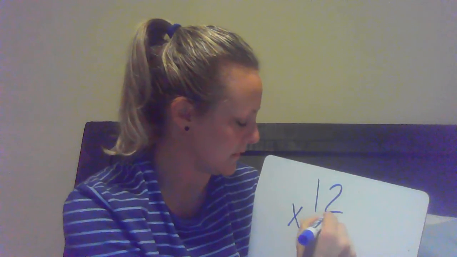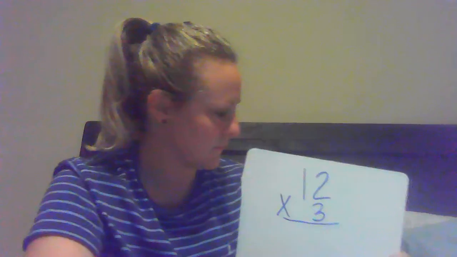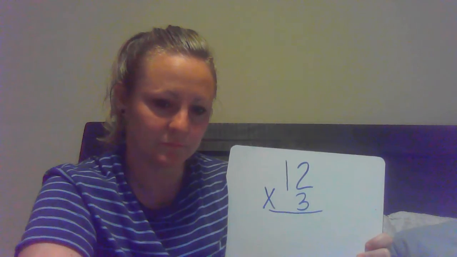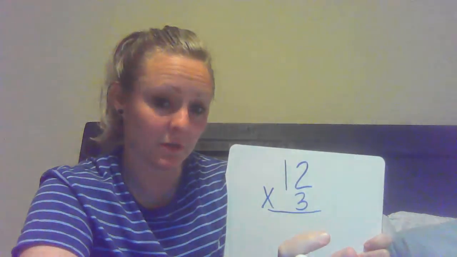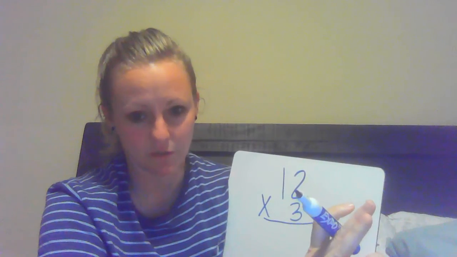Actually, back up. Let's take a 2-digit times a 1-digit, and let me show you that first, okay? So what if we had 12 times 3? Okay. Let me show you another way you could work this out. Yes, we could do tic-tac-toe, you're correct. But I'm going to show you another way, just so you have another resource to use, okay?